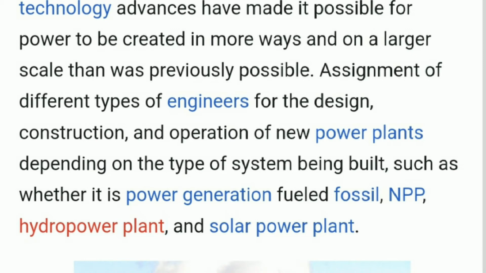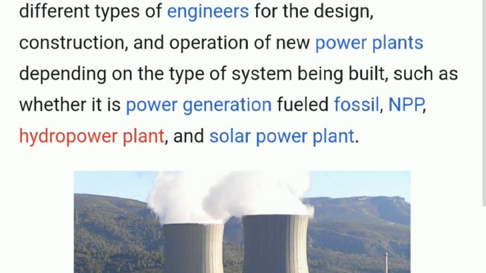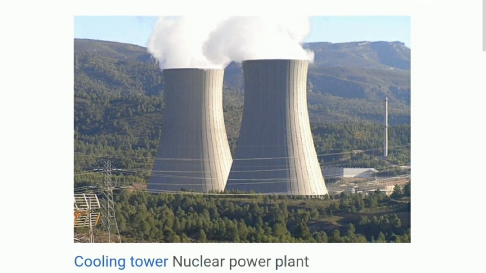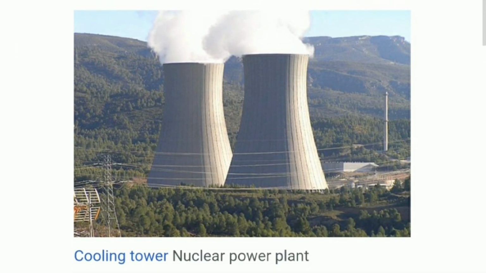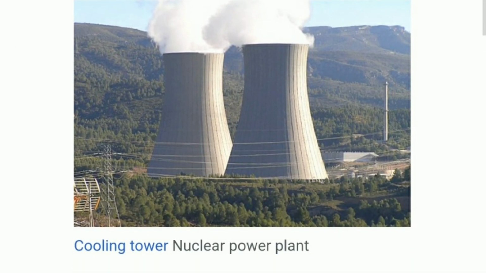The introduction of more renewable or sustainable forms of energy has caused an increase in the improvement and creation of certain power plants. Look at this picture. This is a cooling tower nuclear power plant. There are different types of power plants, like hydroelectric power plants. Hydroelectric power plants generate power using the force of water to turn generators. They can be categorized into three different types: impoundment, diversion, and pumped storage.